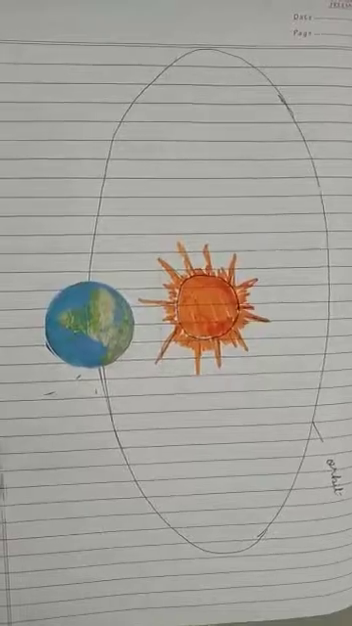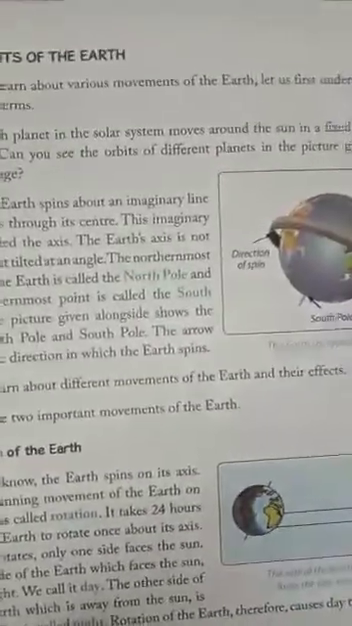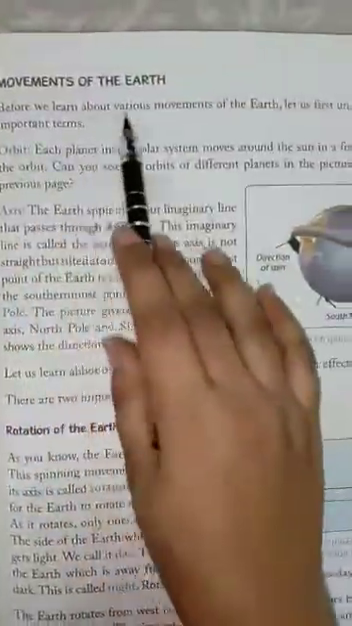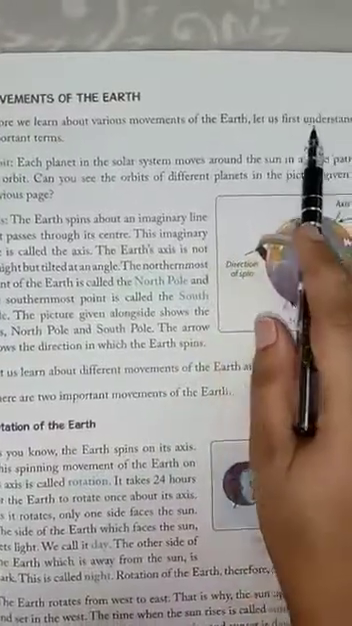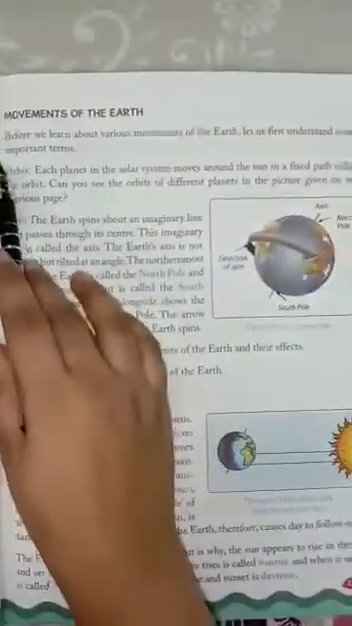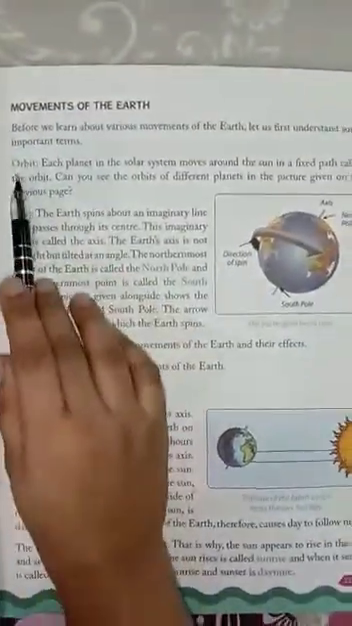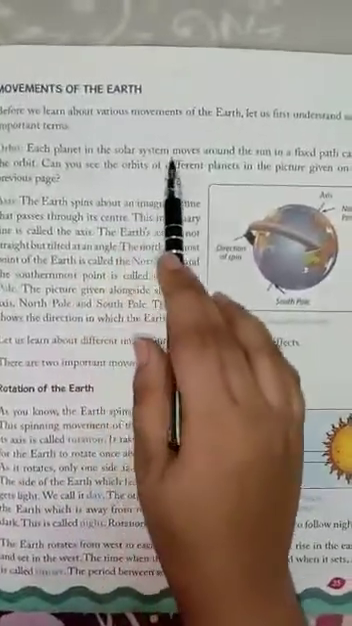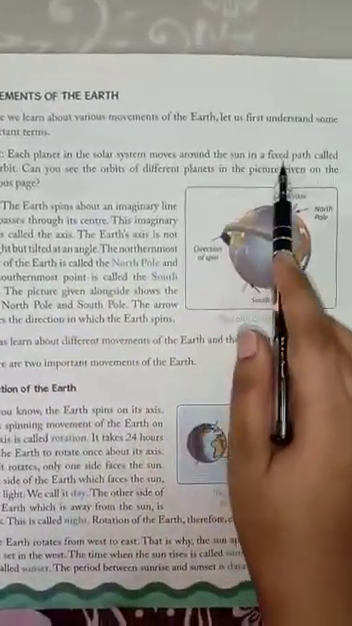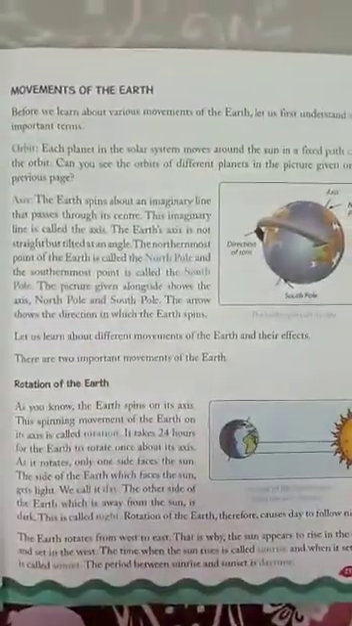I hope you are getting this. Now next, before we learn about various movements of the earth, let us first understand some important terms. Orbit. Each planet in the solar system moves around the sun in a fixed path called the orbit.